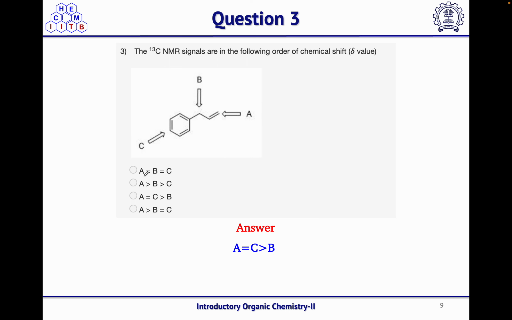Is this clear for everyone? Now, as we have already discussed in the previous lectures, if they have asked for the proton NMR signals to be written in the order of chemical shift value, what will be the right answer? Anyone have any answer? Please feel free to unmute and answer. If they have asked for proton NMR signals in the order of chemical shift, what will be the right answer?